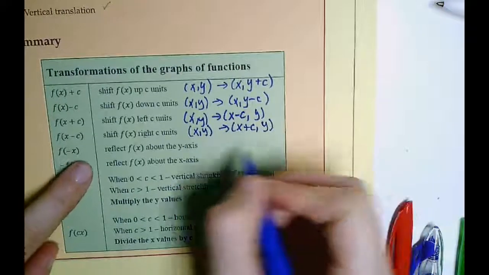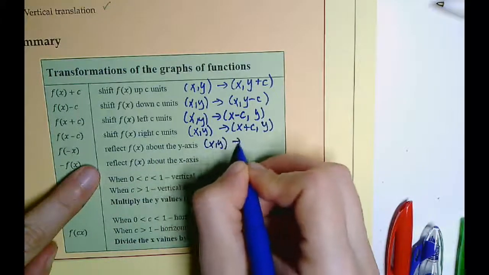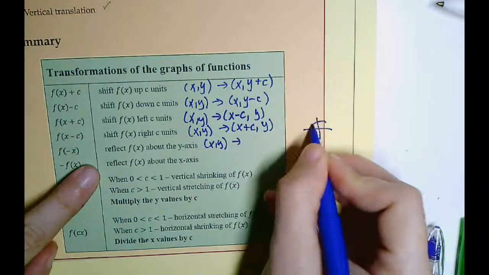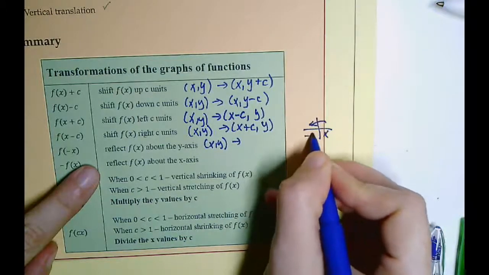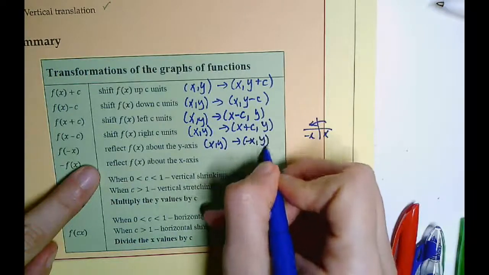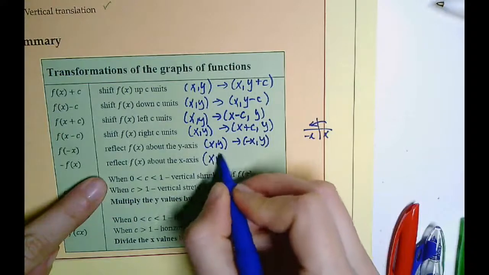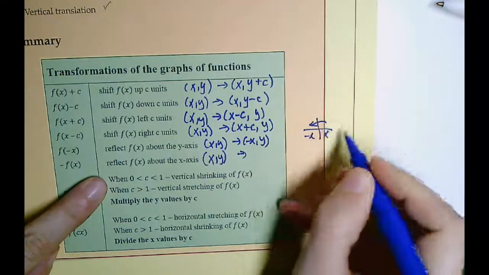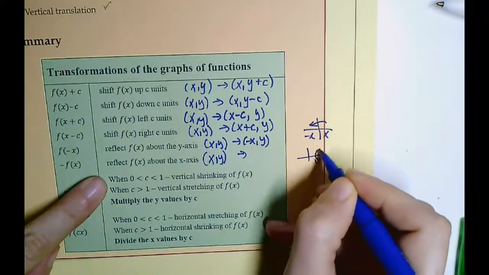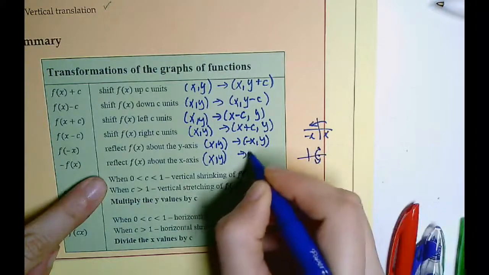Reflection about the y-axis: the point (x, y), if I reflect by the y-axis, it's the x that changed. The y stayed the same. So it's (negative x, y). You can refer to the first part of the lecture if you want. And when I reflected over the x-axis, the x stayed the same. It's the y that changed.